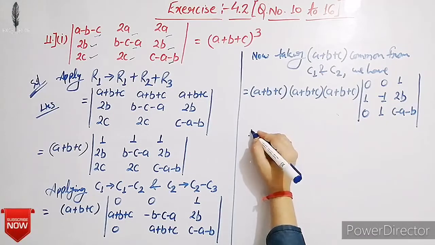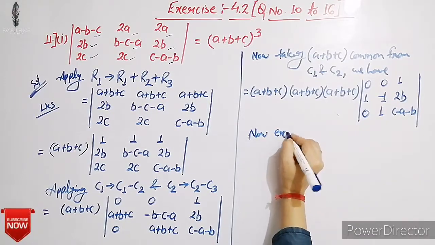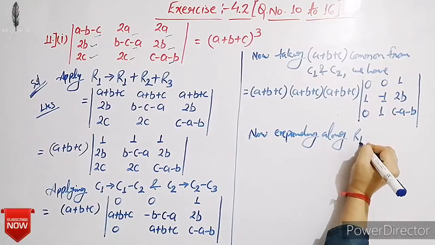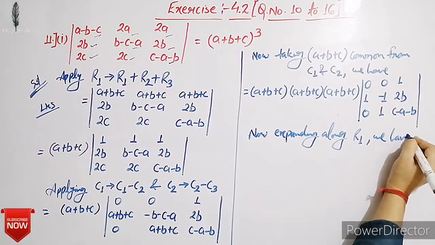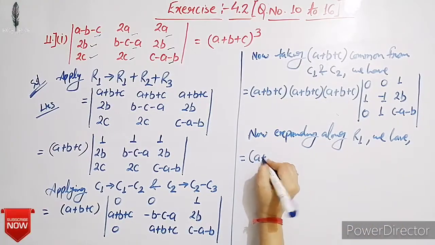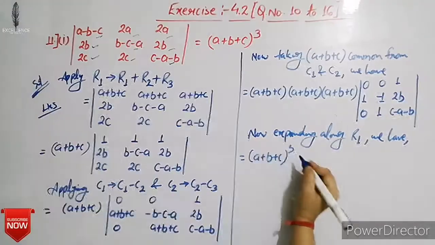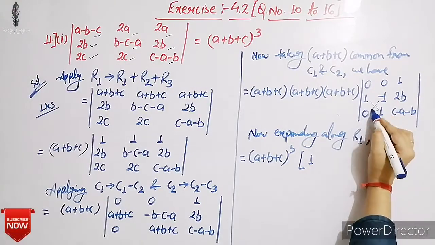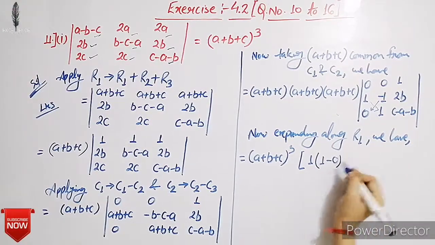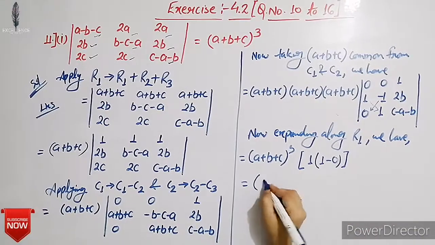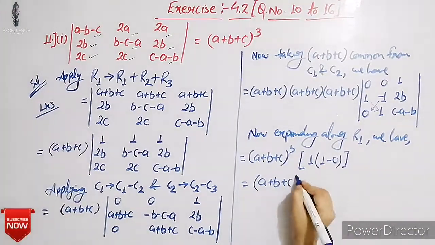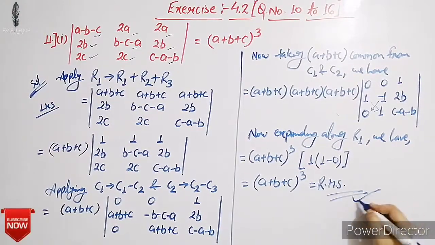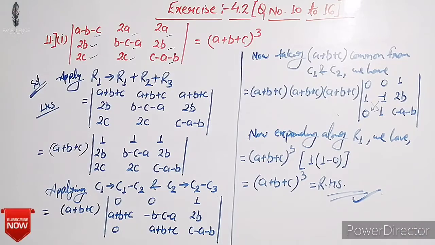Now expanding along R1, we have a plus b plus c whole cube into 1 into, here 1 into 1, 1 minus 0, that is equal to a plus b plus c whole cube, that is equal to RHS. Hence proved. Let's see the next part of this question.